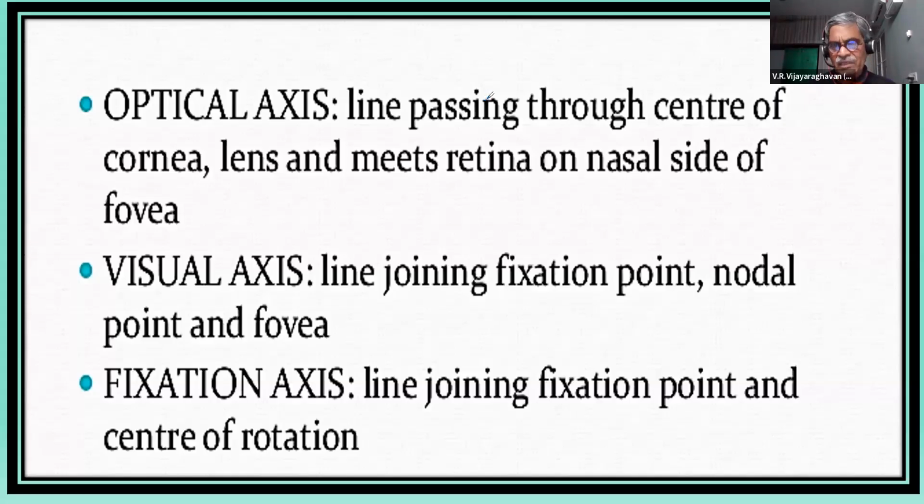I told you, optical axis: the line passing through the center of the cornea and lens and meeting the retina on the nasal side. Visual axis: the line joining the fixation point. Fixation axis is the line joining the fixation point at the center of rotation. These are the axes which I have described.